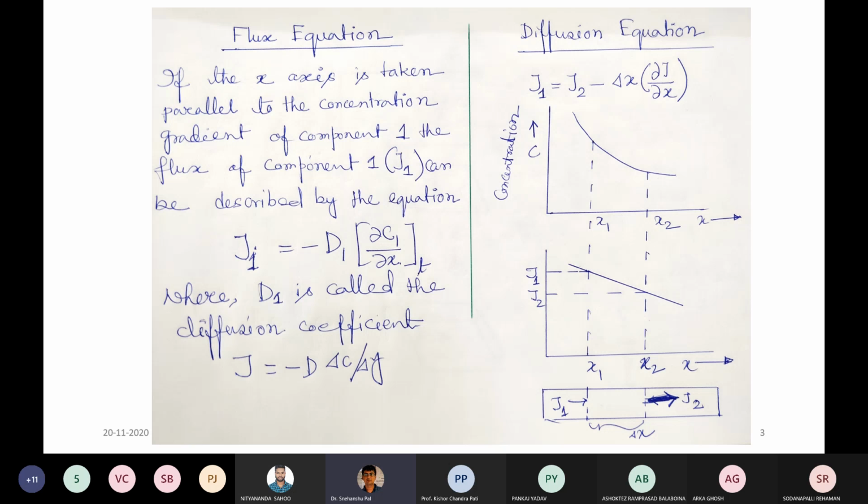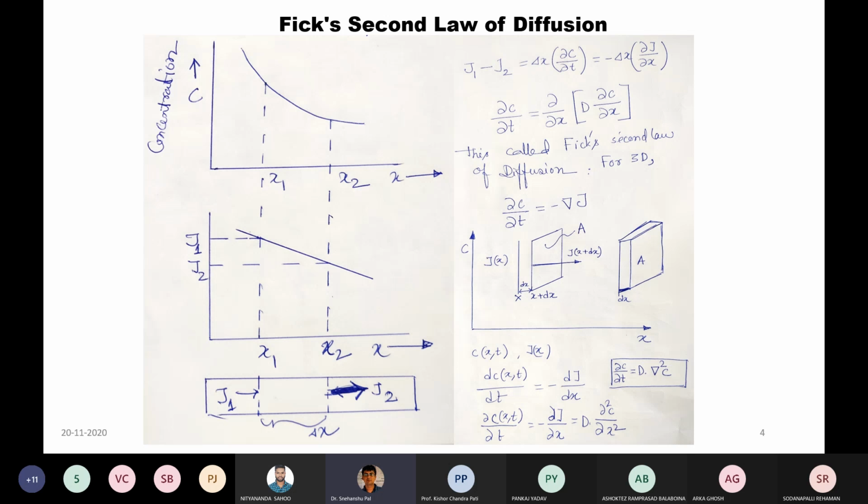So in this way, you can understand that we are also looking at the time concept when looking at the diffusion equation. One is the flux equation, one is the diffusion equation. Now we are going to understand Fick's second law. Here we understand that there is a flux equation and a diffusion equation, and in the diffusion equation we are also looking at the time component, that is del C by del T. We already discussed this. Then again we start from that position: J1 minus J2 gives del X del C by del T, which is equal to minus del X del J by del X.